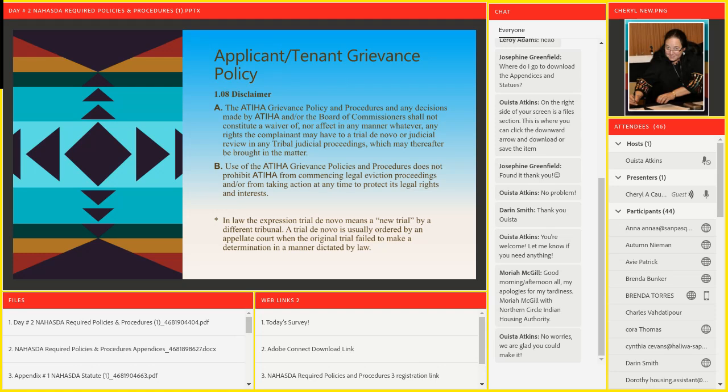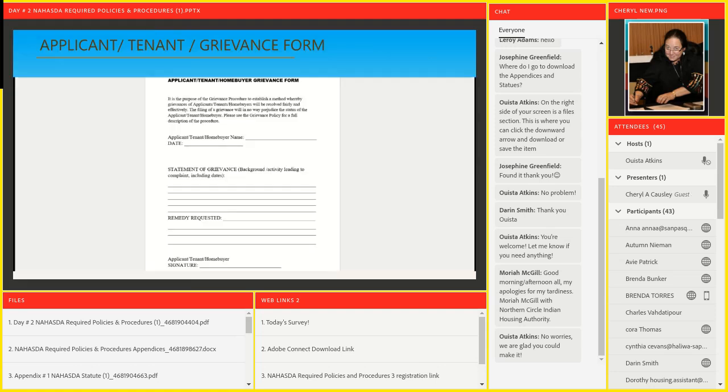So for those of you that don't know that legal jargon there, in the law, the expression trial de novo means a new trial by a different tribunal. A trial de novo is usually ordered by an appellate court when the original trial failed to make a determination in a manner dictated by law. When there's something I don't understand, I always like to have a little informational tidbit to help.